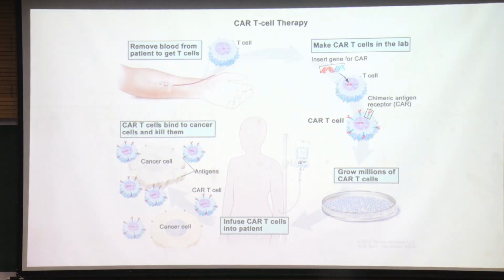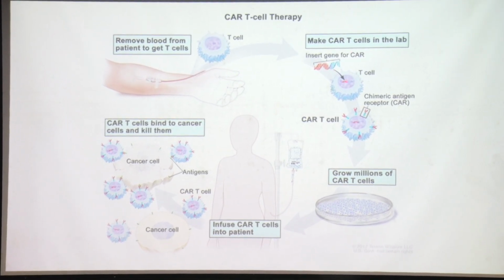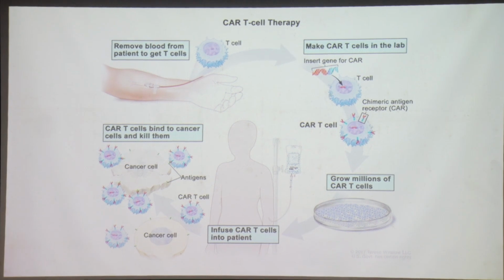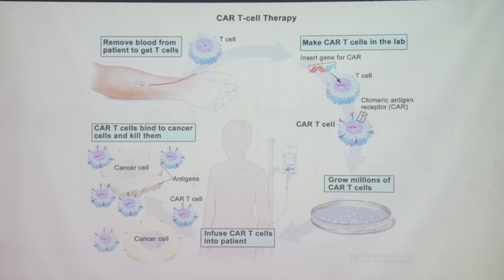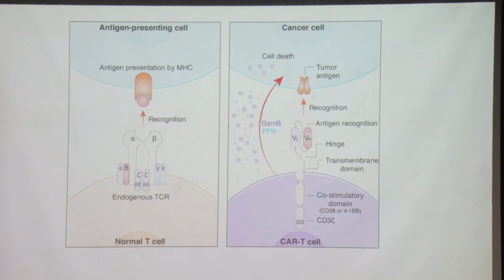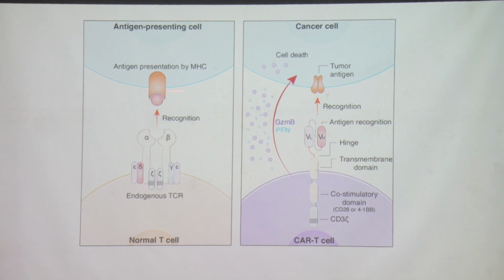So you remove the blood from the patient to get T cells, make CAR T cells in the lab, insert the gene for whatever it has to bind, okay? Then you grow millions of cells, you take it back, and it will kill the cancer cells. Okay, so this is, you know, by antigen presentation.